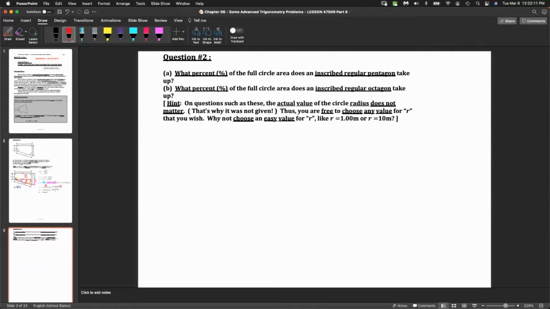Okay, let's keep on going, people. So, question number 2. We're gonna do question 2A because 2B is the same thing as 2A with a different shape. So the question A here is, what percent of a full circle area does an inscribed regular pentagon occupy? Now, when you read that question, you're like, what the heck is it saying possibly? But let me draw a picture, okay? Here's a circle, and here's a pentagon, 5 sides, right? I will present a much better figure in a second.